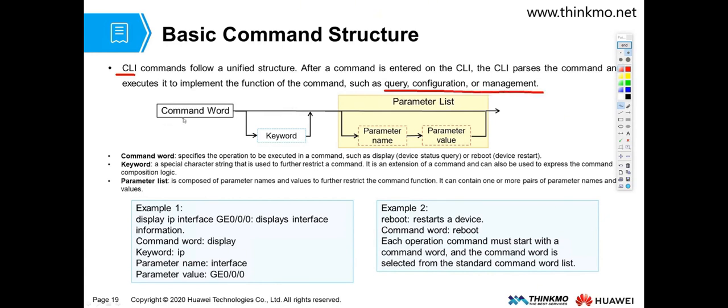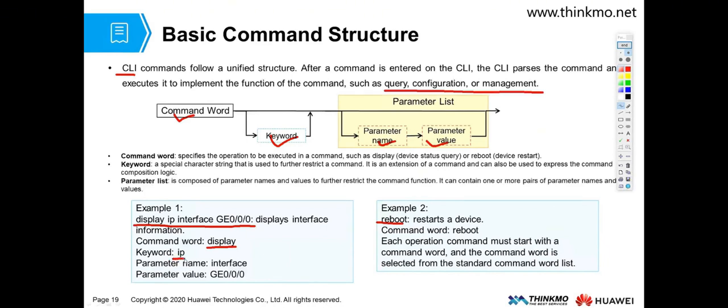This actually includes command keywords, parameter names, and parameter values. Of course, if you can't remember them, it's okay. We just need to know how to use the command in the future. For instance, if we want to check the status of an interface and display interface information, we would use display IP interface G000. This command displays the information for the 0 to 00 interface. Here, display is our command word used for displaying or restarting in the future. These are the functions of the command.